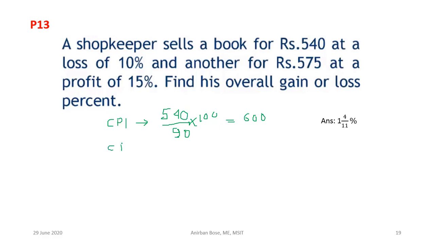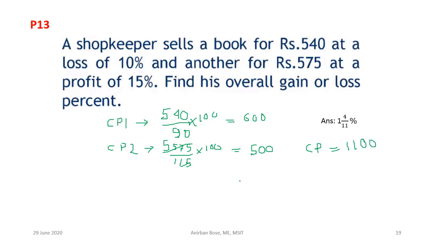Now what is cost price of 2? That is 575, and he has got a profit of 15%. So divided by 115 by 100. Okay, so what is this answer? So this is 5. So 5 into 100, so 500. So now you have the total cost price, right? What is the total cost price then? That is 600 plus 500. 600 plus 500 is 1100.